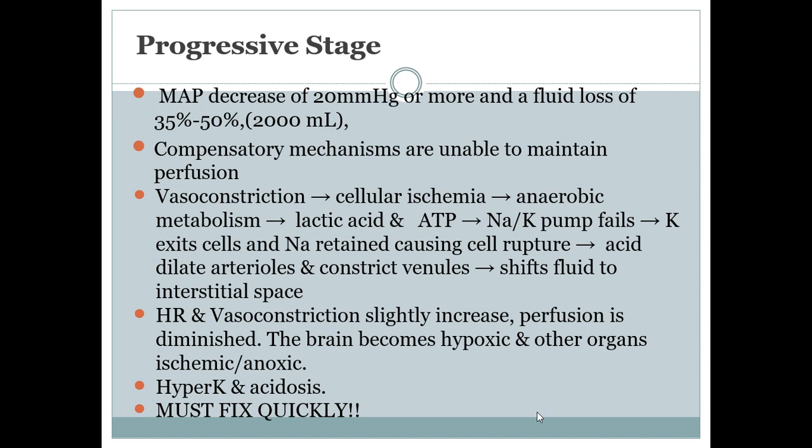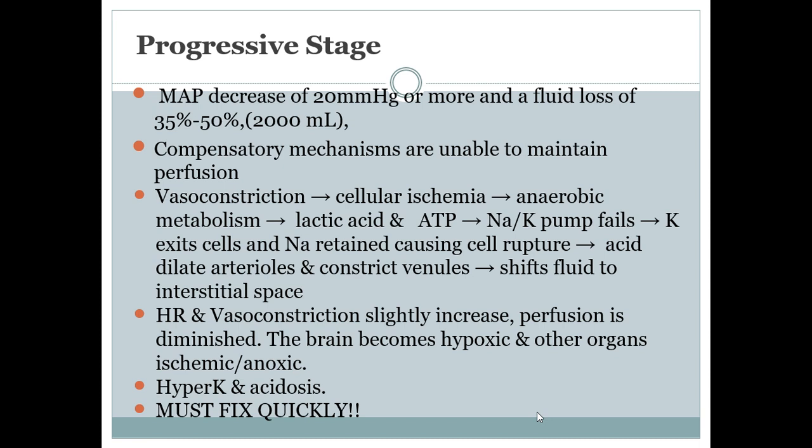Moving on to the progressive stage. In this stage, there's an extensive shunting of blood away from non-essential organs, and there will be failure of the sodium-potassium pump. This stage occurs after a sustained decrease in MAP of 20 millimeters of mercury or more, and you'll have fluid loss of 35 to 50%, which is about 2,000 milliliters.